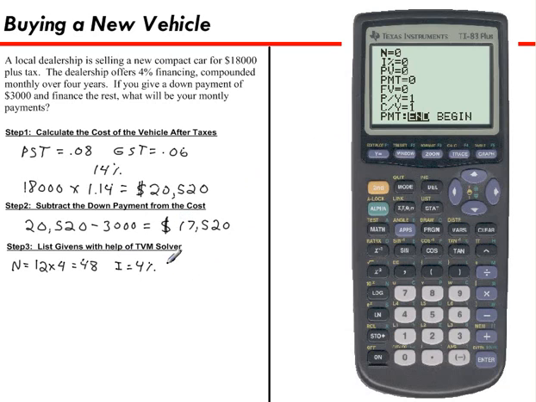PV is present value, and it's the cost of the car today after you've done your tax work and deducted the down payment. So it's the answer for step 2, $17,520. Next up on the list is PMT, or payment, and that's what we're solving for in this question. So we're going to leave that 0 and come back and solve for it.